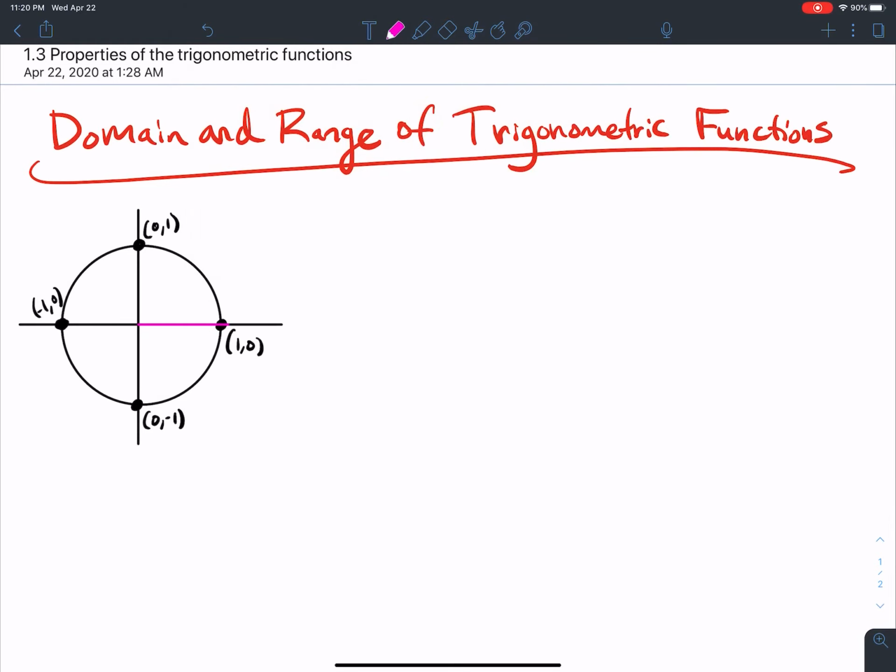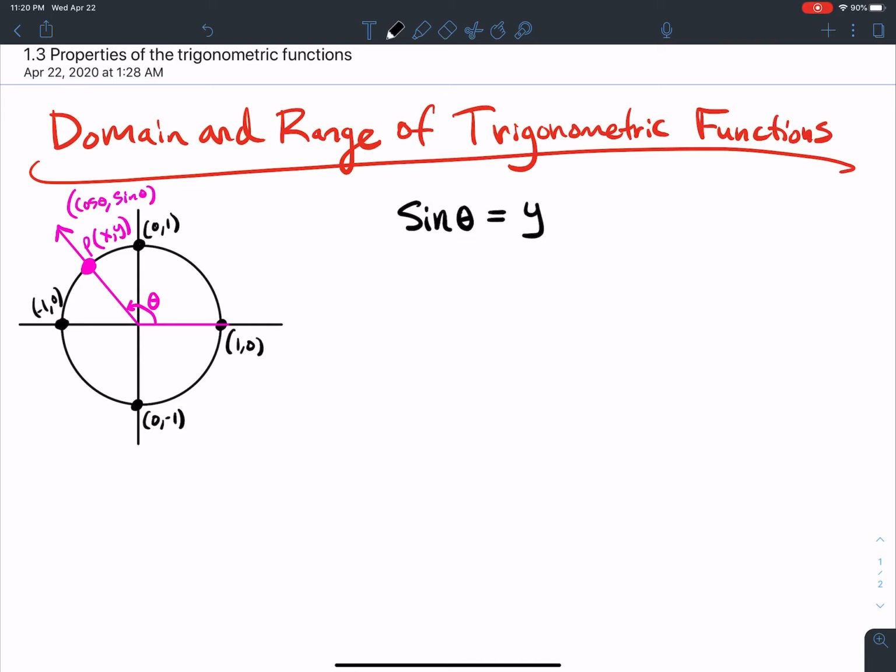And so this point P that's equal to (x, y), that point on our unit circle here, remember we define this to be what? We define it to be the cosine of theta for the x value, and the sine of theta for the y value. So when we're talking about the domain, let's talk about the sine function. The sine of theta for the unit circle is simply equal to y.